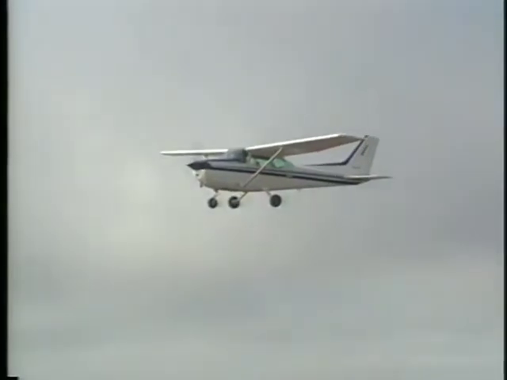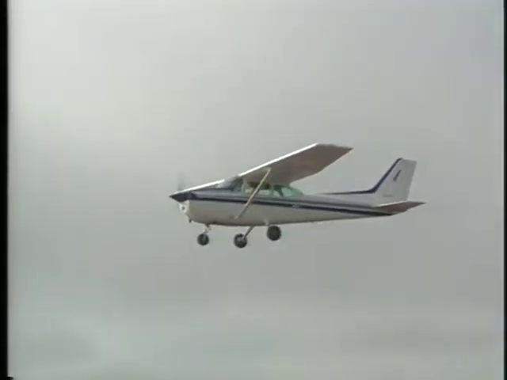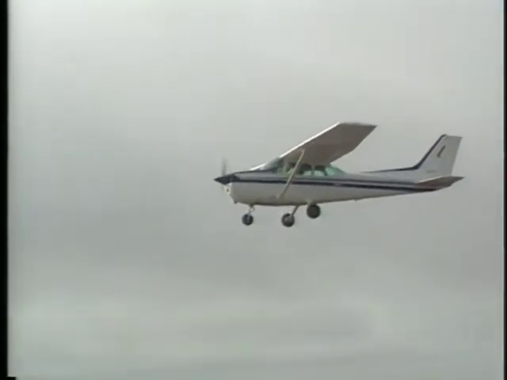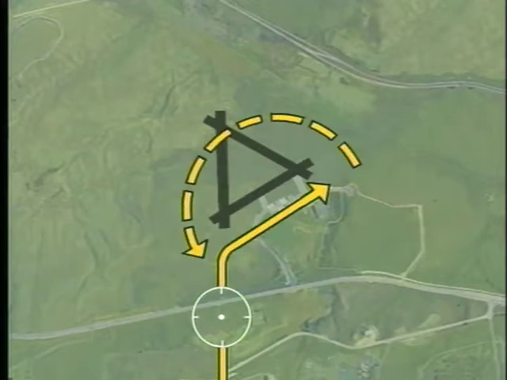Another situation that requires special attention is a missed approach during a circle-to-land maneuver. If you lose sight of the runway during a circling maneuver, the AIM recommends that you make an initial climbing turn toward the landing runway.